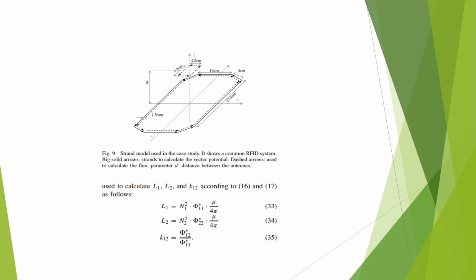It is used to calculate L1, L2 and K12 according to the equations. L1 is found by N1 squared times phi 11 times mu by 4 pi, and likewise L2 is calculated as N2 squared times phi 22 times mu by 4 pi. K12 is calculated by phi 12 by phi 11.